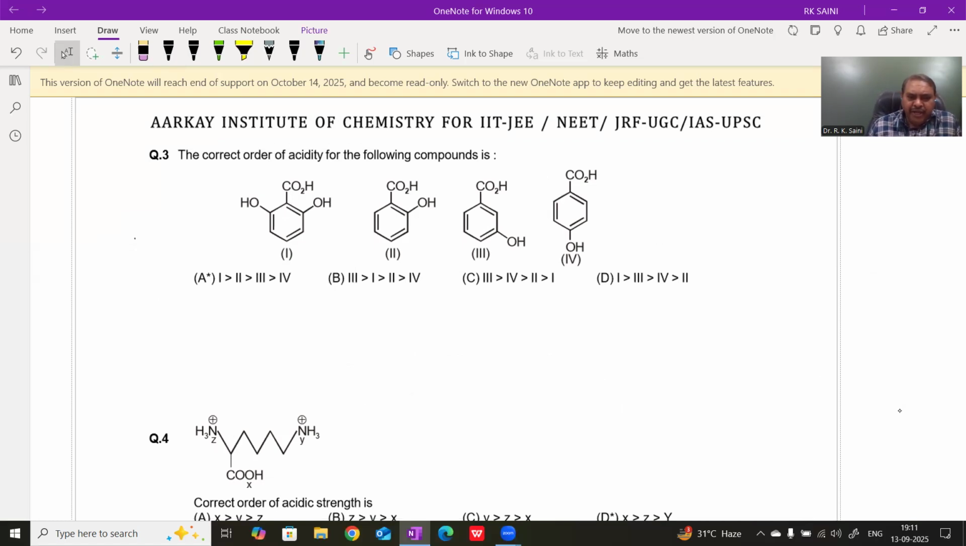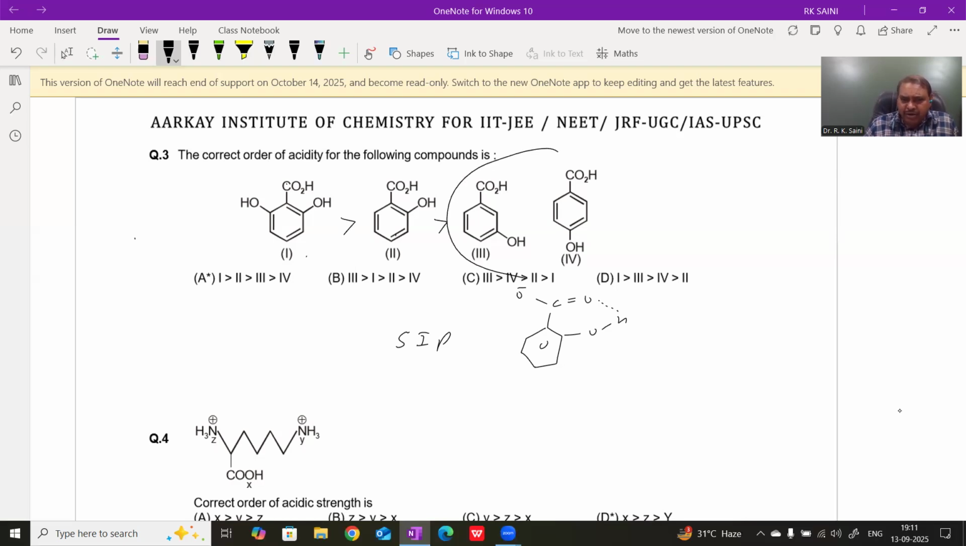First, in compounds first and second, SIP, steric inhibition of protonation, takes place, as well as their conjugated base also makes H bonding, and hence is more stable. First is more stable, then the second conjugated base, then this.